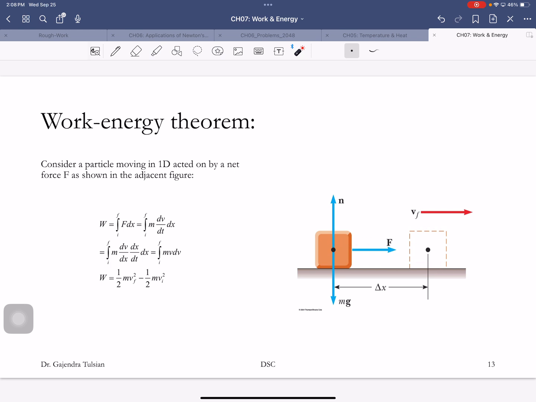So what was happening when you were pushing on it? You're transferring energy from yourself to this guy. Okay? And since you're doing positive work, this guy's energy is increasing. And what is happening to your energy? It's decreasing. Okay? All right. So the work done can be calculated like so.